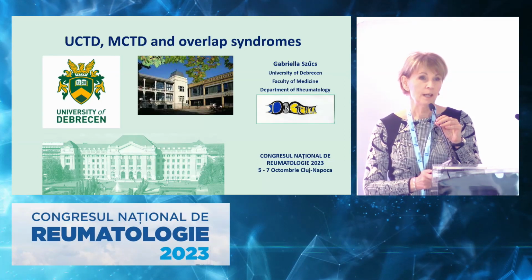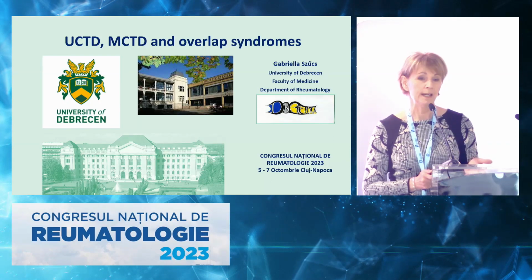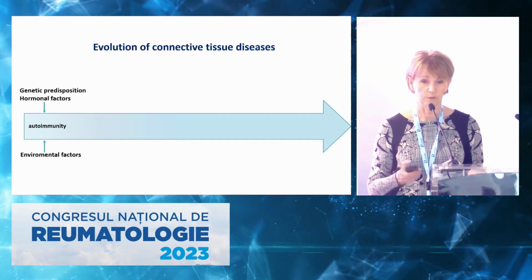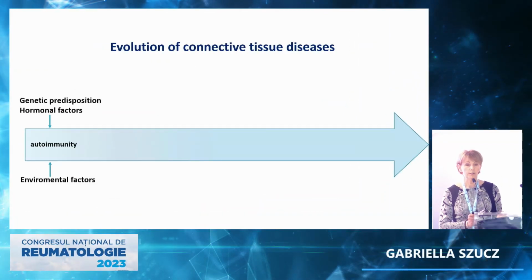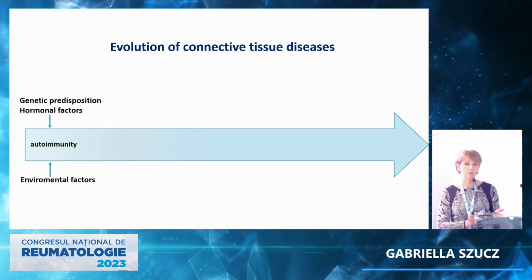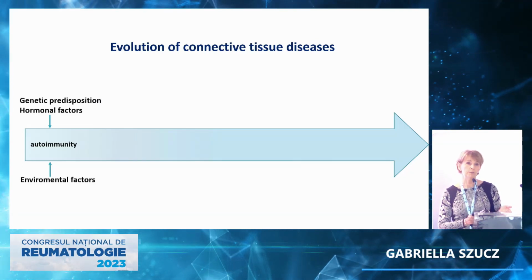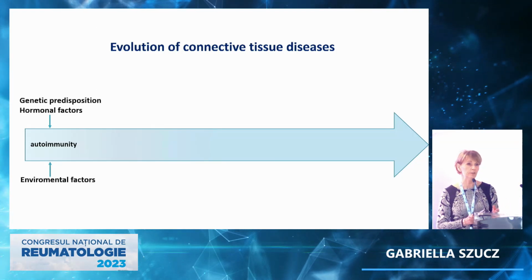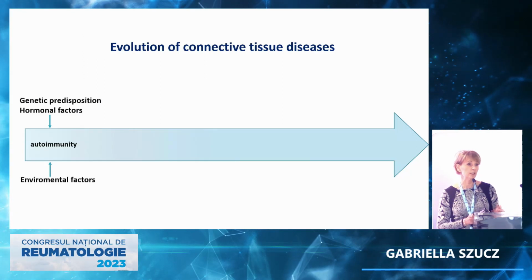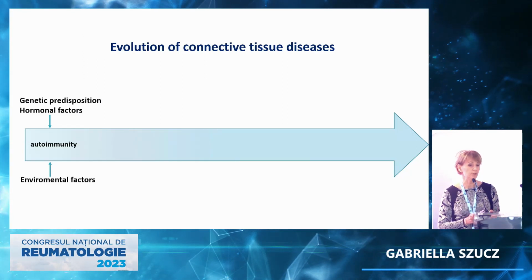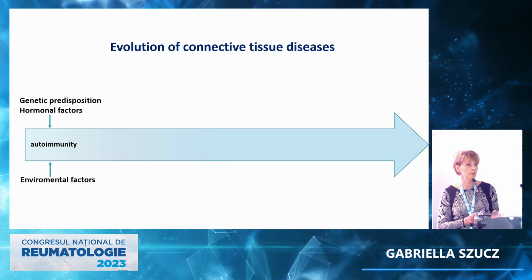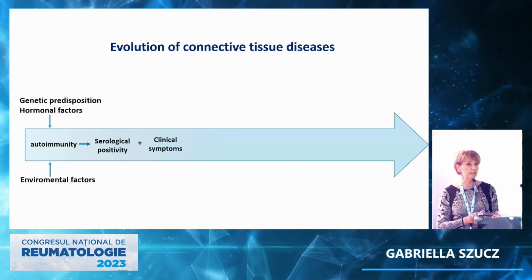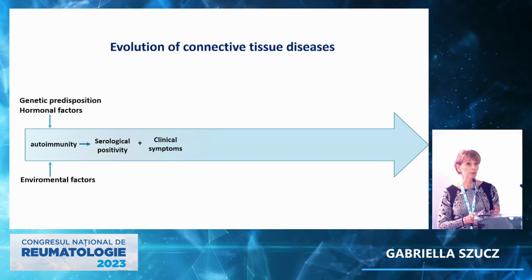And I would like to give some highlights about the subject in the title of our presentation. There is no disclosure. All of us know that under the combination of different predisposing factors, such as genetic predisposition, hormonal factors, together with environmental factors, an autoimmune process starts, and after that, serological positivity and clinical symptoms occur.